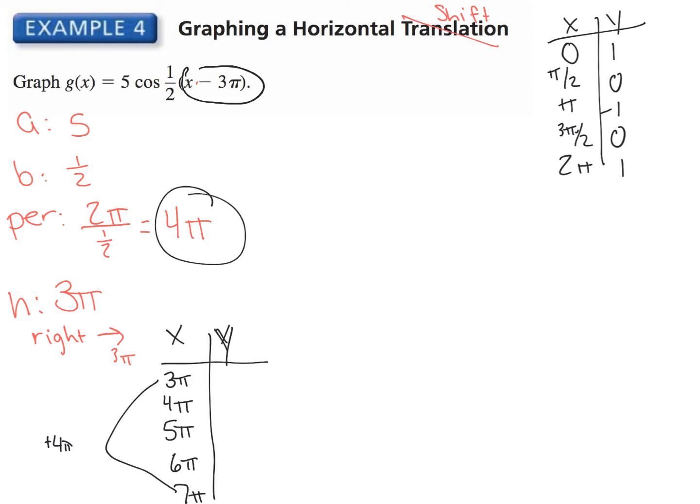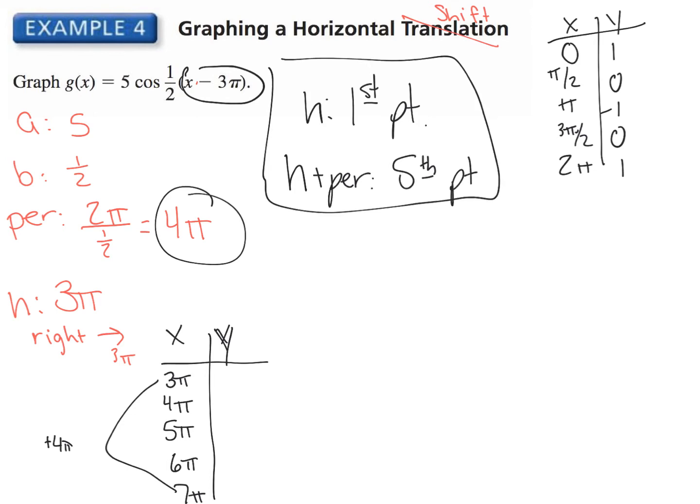Okay, hopefully you saw that. I took my H as my first point. And now if you don't see an H, it's just 0. So you do H for your first point, and then H plus your period to get your 5th point. That is important because that's going to be 3 pi plus 4 pi is 7 pi, and that's our last point. And then we cut it up equally in the middle after that.